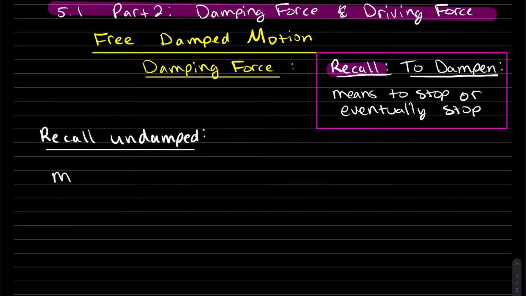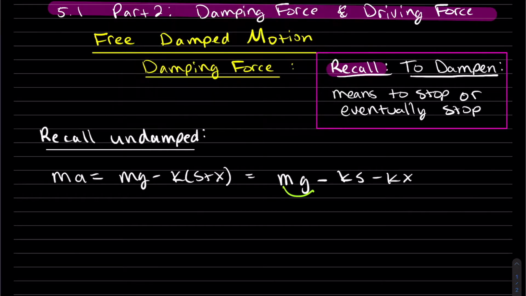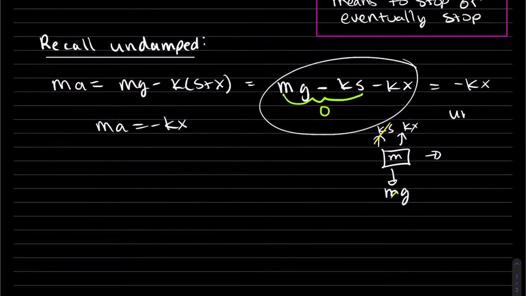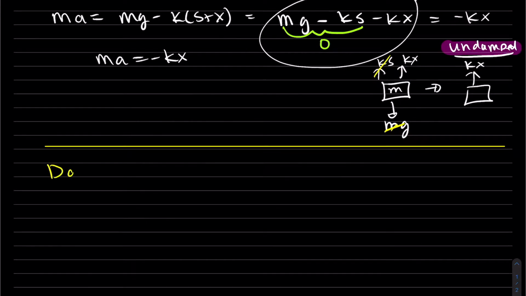We had force equals ma, which equaled mg minus k times s plus x. When that got distributed, this was our equilibrium, which added to 0. So this turns out to be minus kx. So we have ma equals minus kx. Now we're going to look at damped.